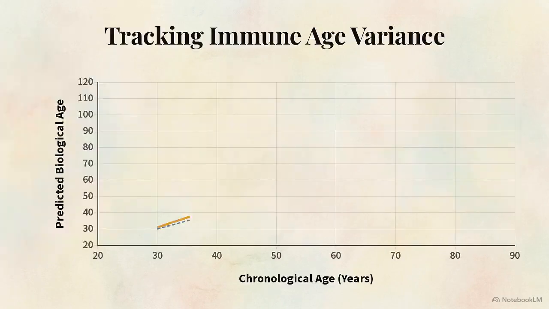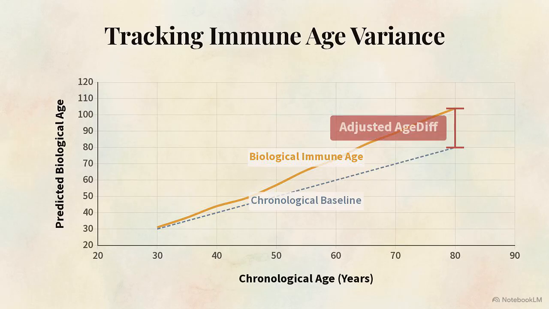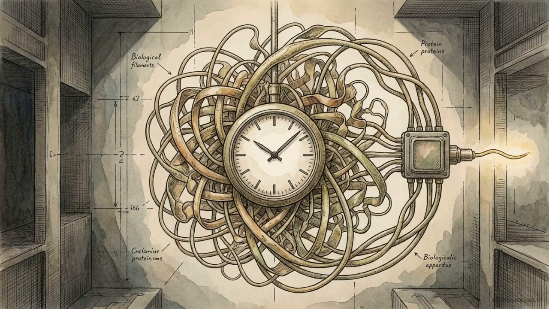The primary output is adjusted age diff, which calculates the variance between a patient's chronological age and the biological age of their immune system. When applied to the post-COVID-19 cohort, the model demonstrated a quantifiable increase in adjusted age diff. The structural frequencies of adaptive immune receptors are sufficiently deterministic to serve as a biological clock.